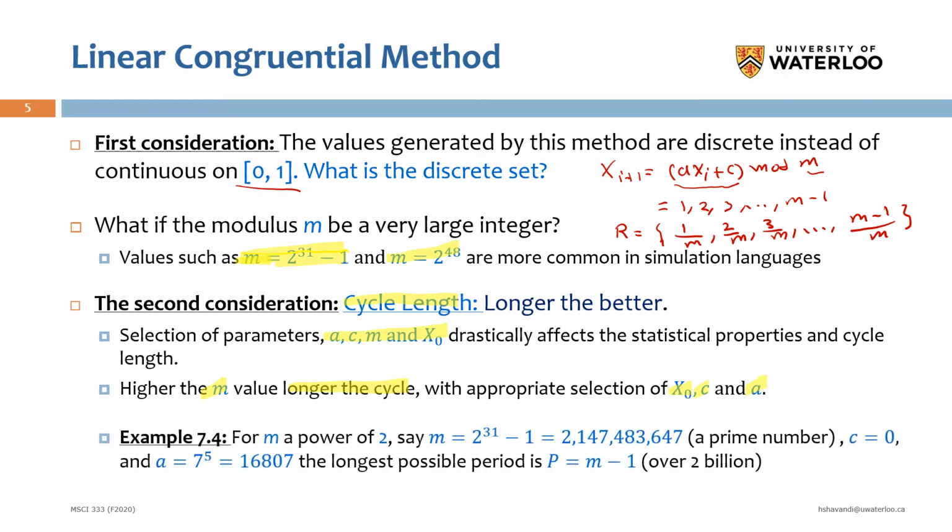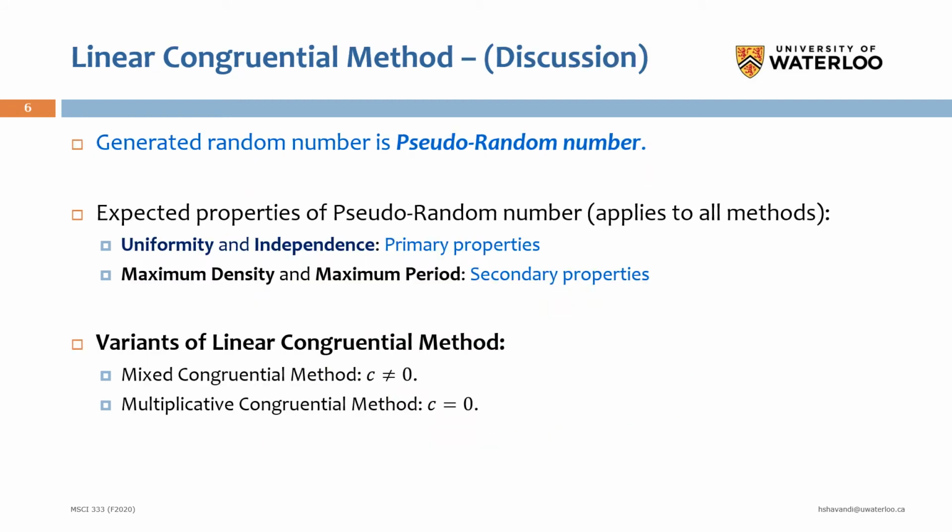So for example, if we choose m as 2 to the power of 31 minus 1, which is this number, and this is a prime number actually, and then if we consider c, the increment, as 0, and a as 7 to the power of 5, this number, then the longest possible period, which is m minus 1, over 2 billion, will be achieved. As you see here, we need to play with the values of the parameters, or we need another method in order to maximize the cycle length of this method by choosing the right values for the parameters. The random numbers generated by the linear congruential method are called pseudo random numbers.